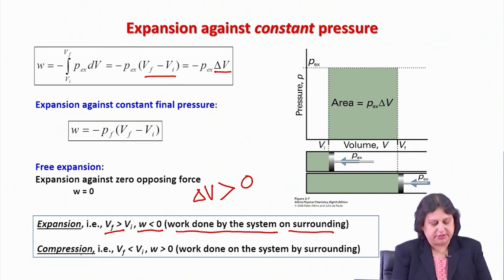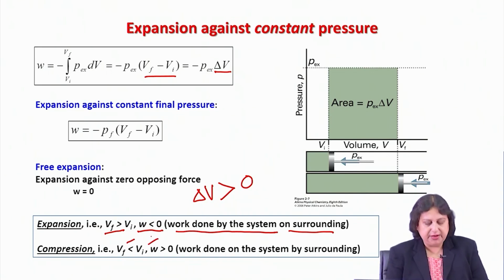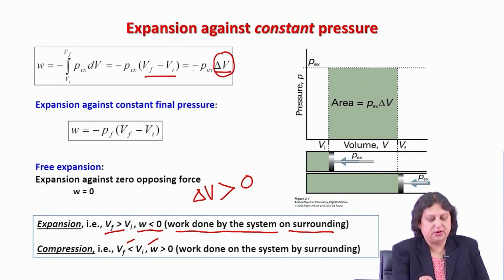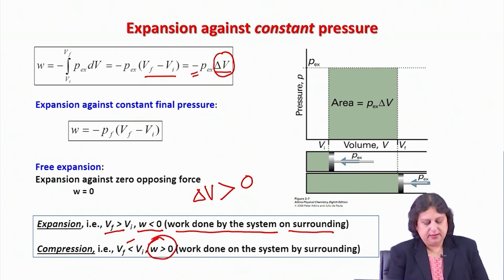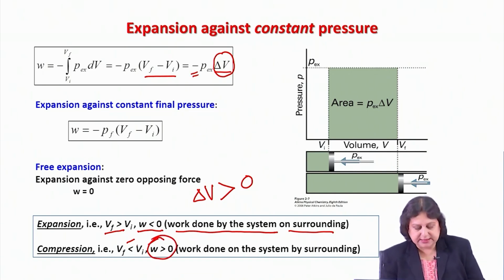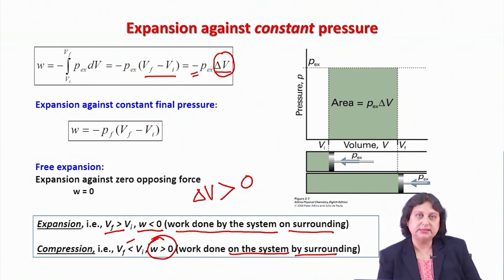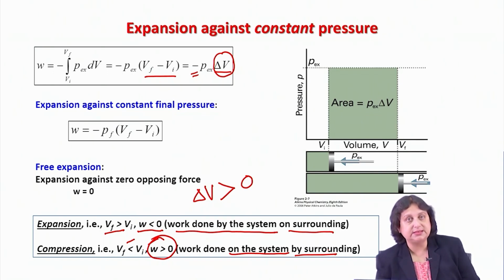Now, if there is compression, in that case, Vf is less than Vi. Correspondingly, delta V is less than 0. Now, if delta V becomes negative, there is already another negative sign in front. Therefore, W will become greater than 0. Therefore, work is done on the system by the surrounding. In this process, energy is being added to the system, and therefore, I would say that the internal energy will increase, and this definition is consistent with the sign convention that we have adopted so far.